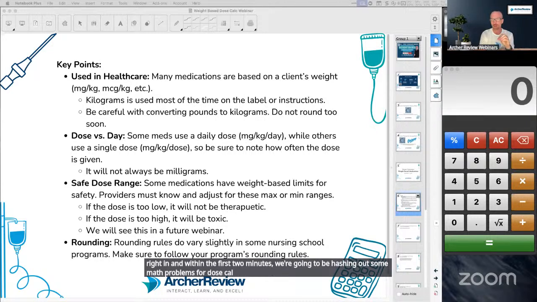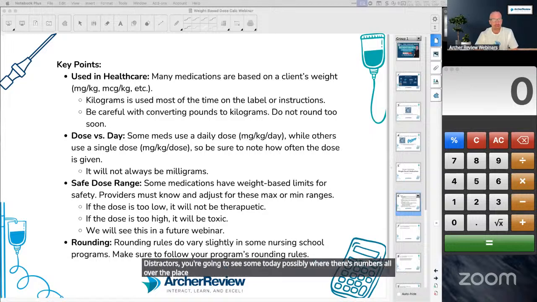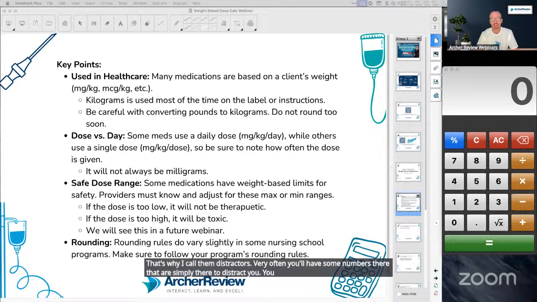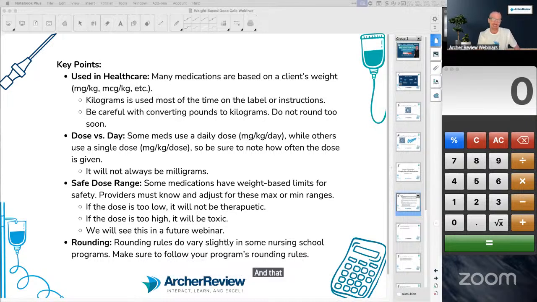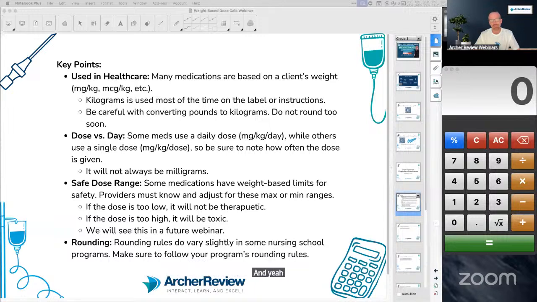And those problems are what I call distractors. Distractors, you're going to see some today possibly where there's numbers all over the place and you might not always use all of the numbers in your problem. That's why I call them distractors. Very often you'll have some numbers there that are simply there to distract you. You will not use them in your calculation.